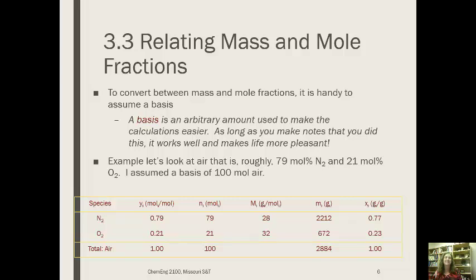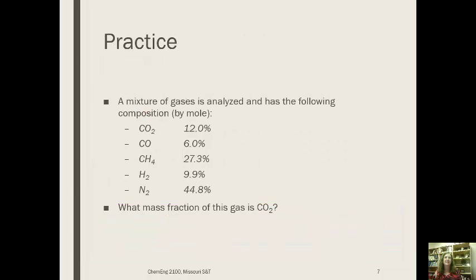Okay? So this one I'm going to just suggest that you pause the video. I'm not going to work through it in detail, but I want you to try and do this one. We have a gas that's measured in moles, and here's the compositional breakdown. And I want to know what the mass fraction of this is that is CO2. So take a moment, pause the video.